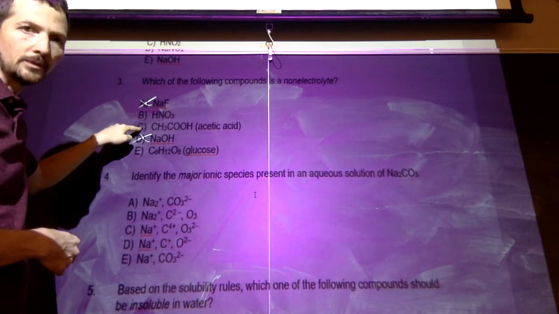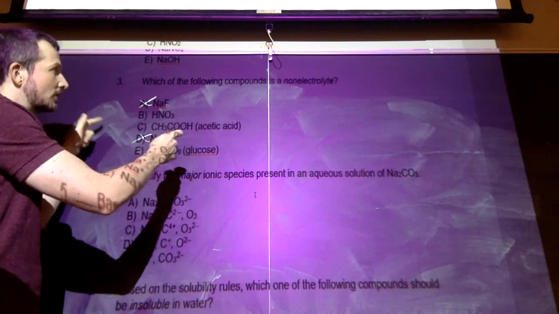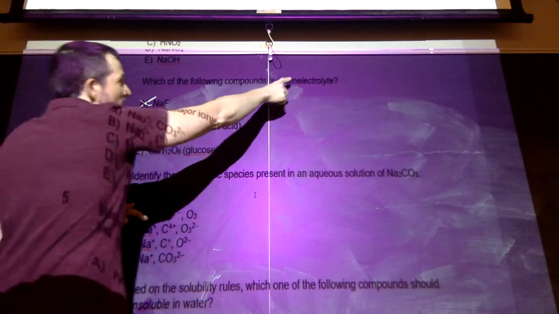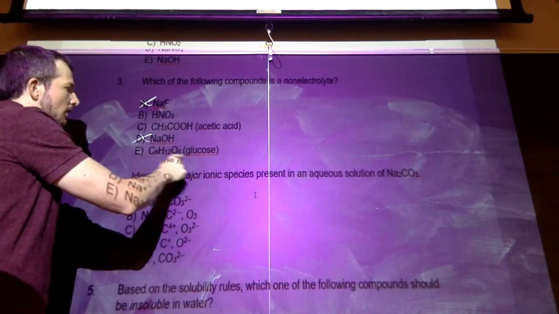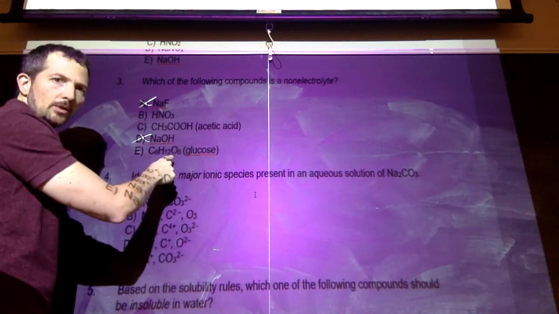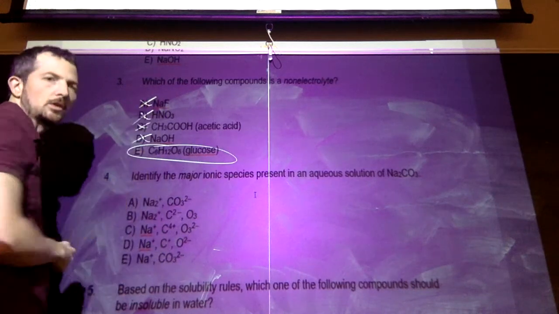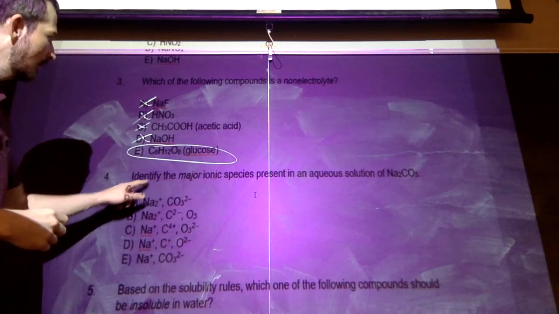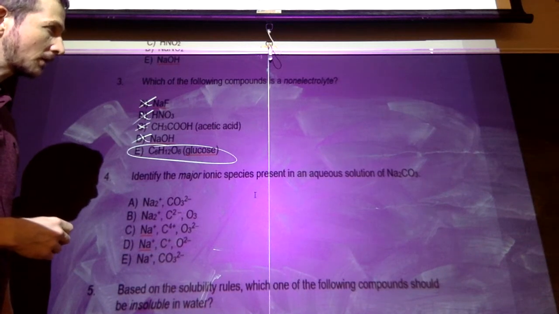Here, weak acid, so weak electrolyte, and so it still dissociates. So this is non-electrolyte. It doesn't split apart at all. And so that'd be the non-metals here that are not acidic. So glucose, correct answer.